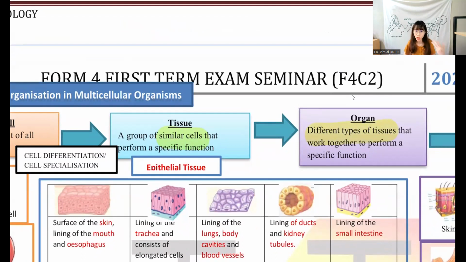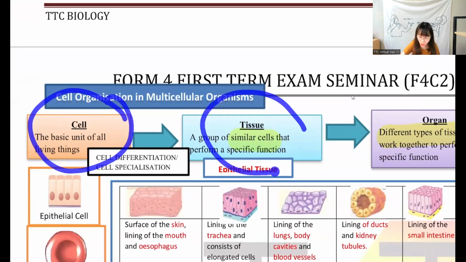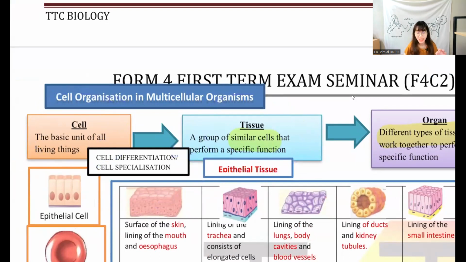They ask you, what is the tissue? You're going to write, tissue is a group of similar cells. Organ is different types of tissue. Now, from a cell that forms into a tissue, they will undergo a process. We call this cell differentiation, or cell specialization. Whichever one you want to write is also correct. They always ask in the exam, so you have to write, this is cell differentiation. Cell that forms into tissue. Tissue into organ, no more process, because tissue into organ, they already have their specific function.